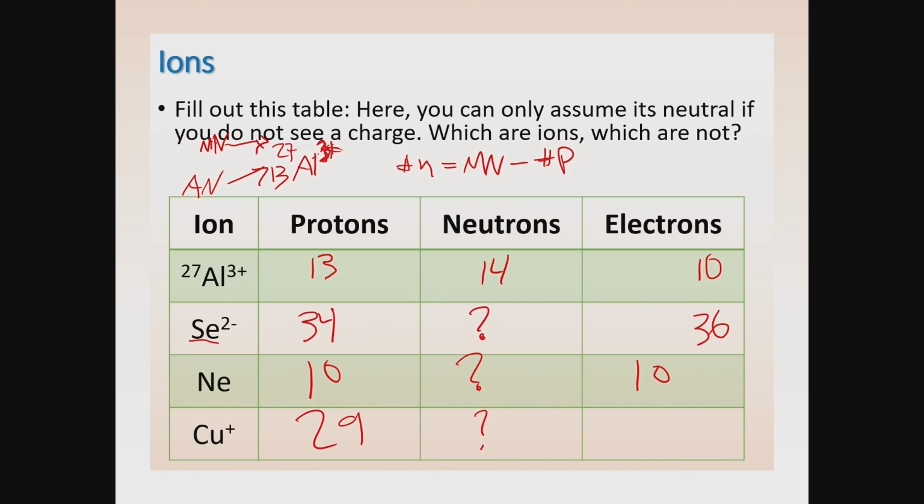Electrons, can we figure that out? Sure. The neutral copper atom would have 29 electrons, but you can see it has a single plus. That indicates that copper is missing 1 electron, and therefore this ion actually has 28 electrons.